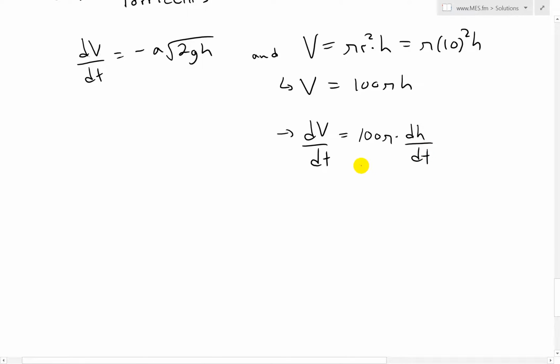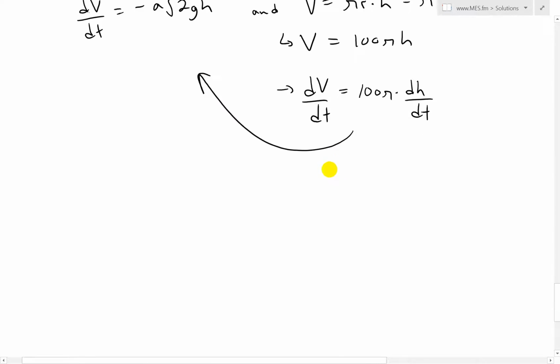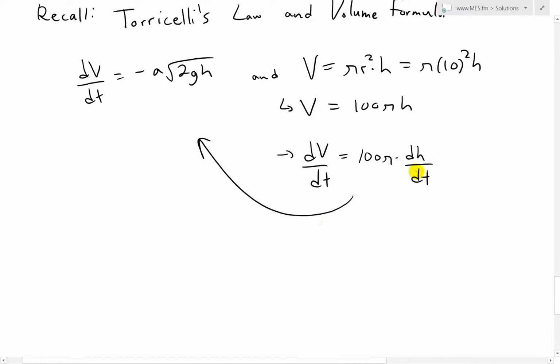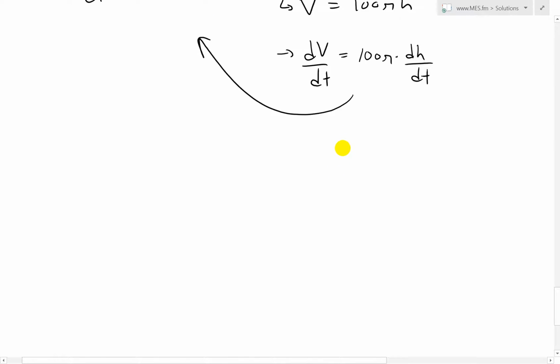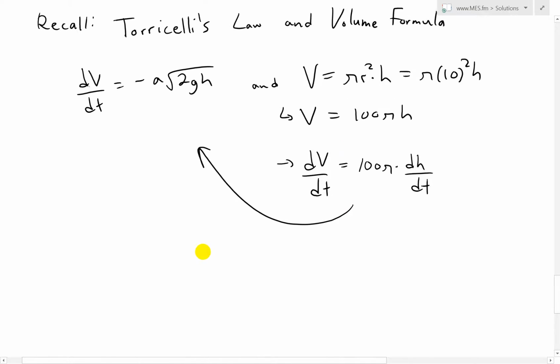So if we plug this in, we can just throw this inside here so that we have dh over dt on the left side and the function h on the right side. So we have a differential equation. Let's throw this together.